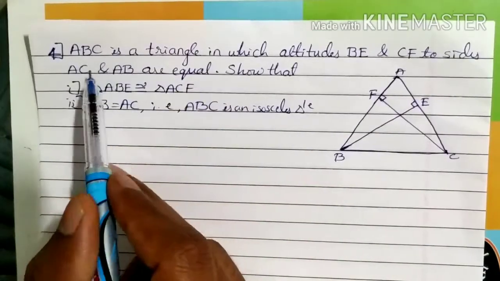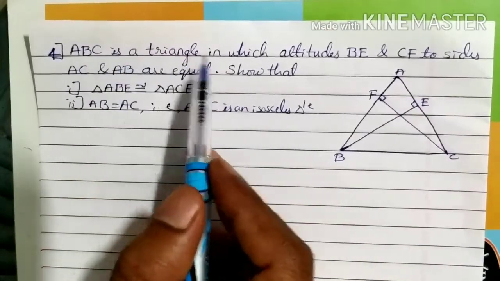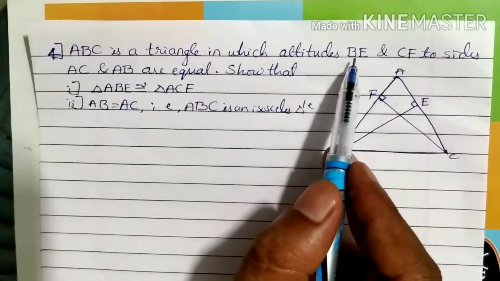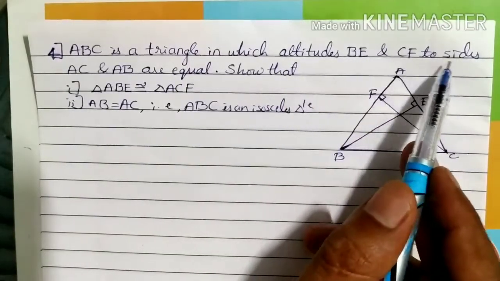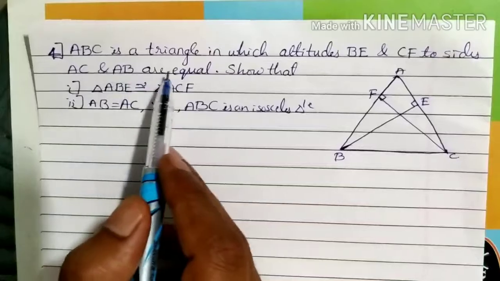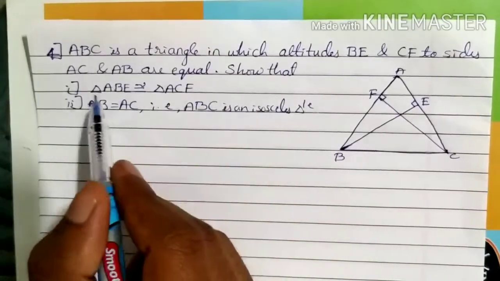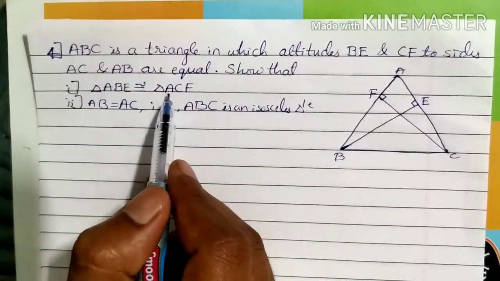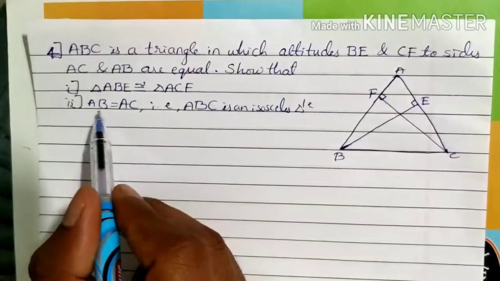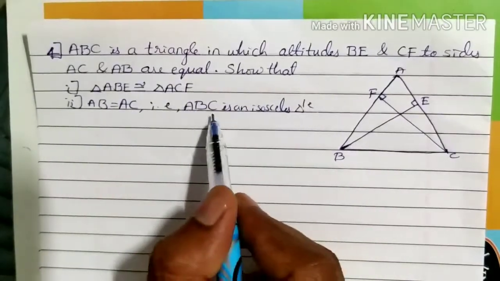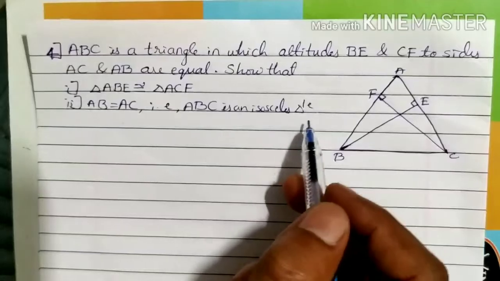Next problem. ABC is a triangle in which altitudes BE and CF are equal. Show that triangle ABE is congruent to triangle ACF. Second one, AB is equal to AC, that is, ABC is an isosceles triangle.